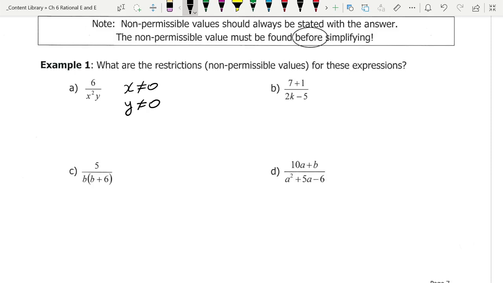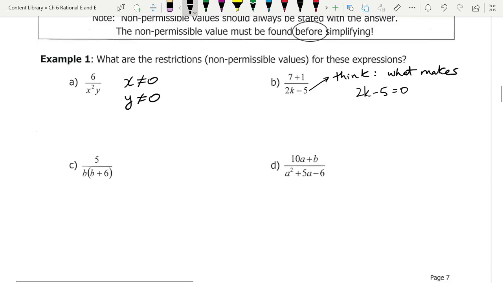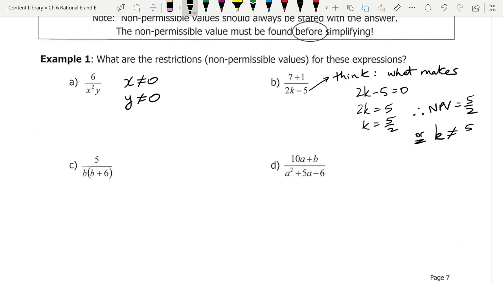But think about it this way. What makes 2k minus 5 equal to 0? We've solved stuff like this when we've done our factoring. So 2k would equal 5, k would equal 5 halves. Therefore, the non-permissible value is 5 halves. Or, another way to say this is, k cannot equal 5 halves.